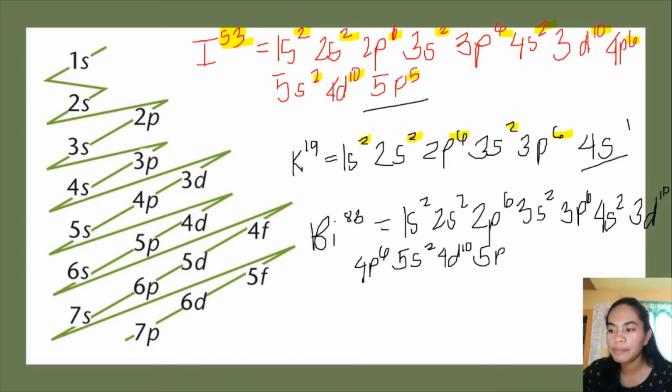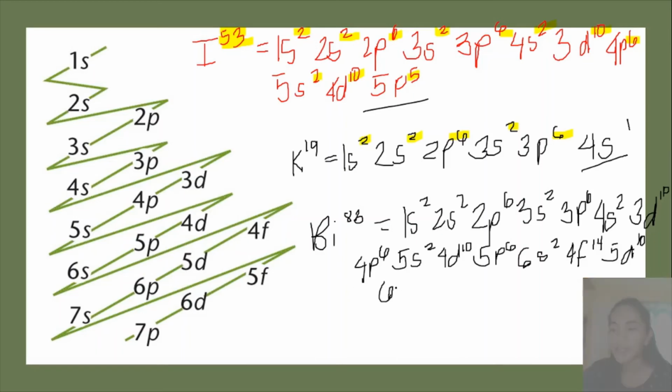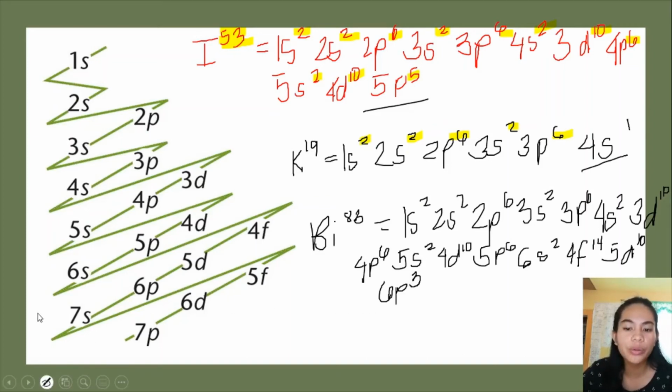Okay, 5p6. After 5p6, we have 6s2. Then after 6s2, we have 4f14. And then again, 5d10. And then our last is 6p. We have told you a while back that bismuth is located in the 83rd element in the periodic table, so 6p3. Now let's try to get the sum of this.